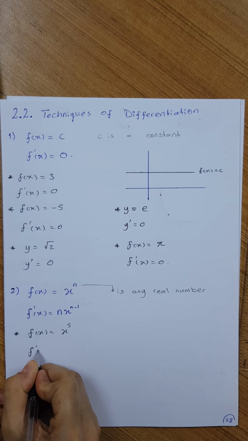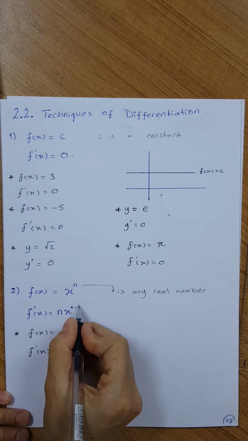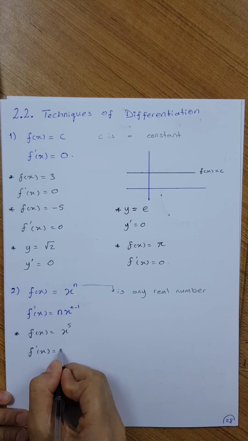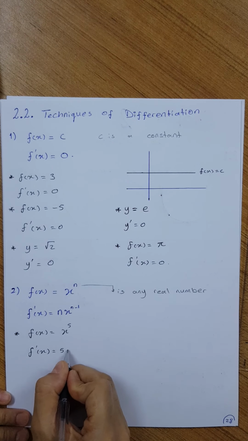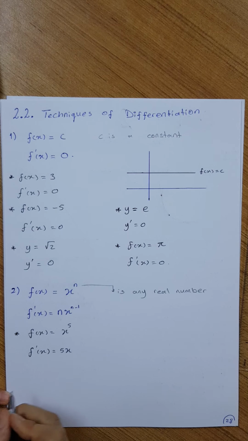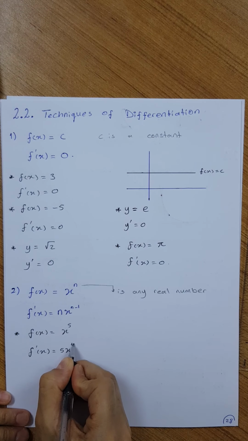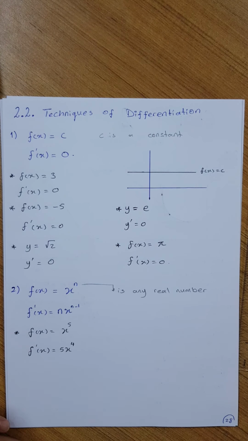So how do you take the derivative of that function? That's equal to the 5 comes in front, like that, okay? 5x to the power of what? We are decreasing the power by 1, so that's equal to 4. 5x to the power of 4.